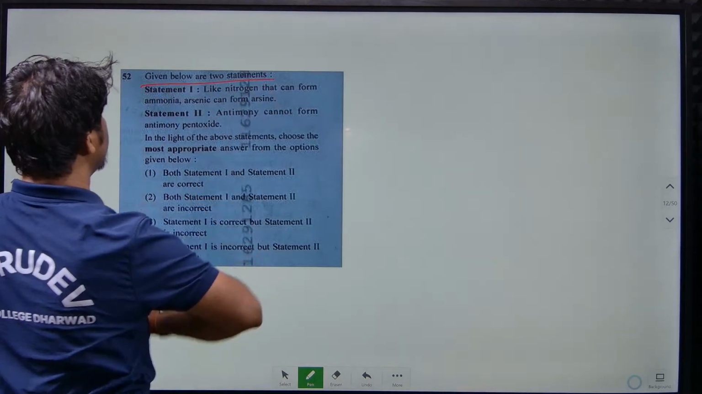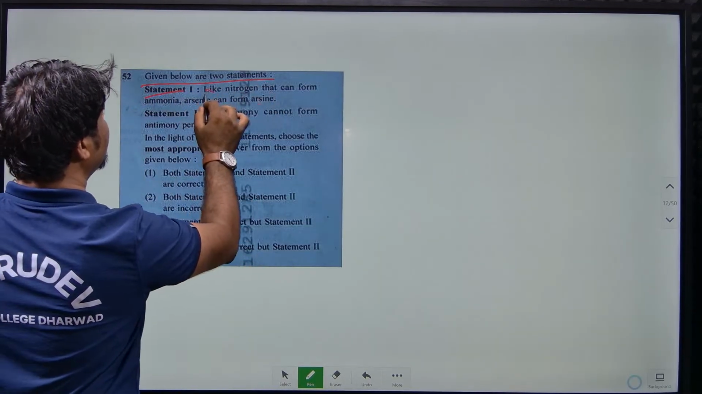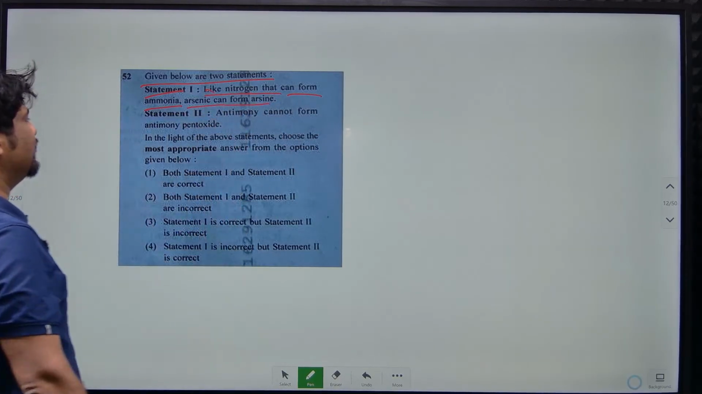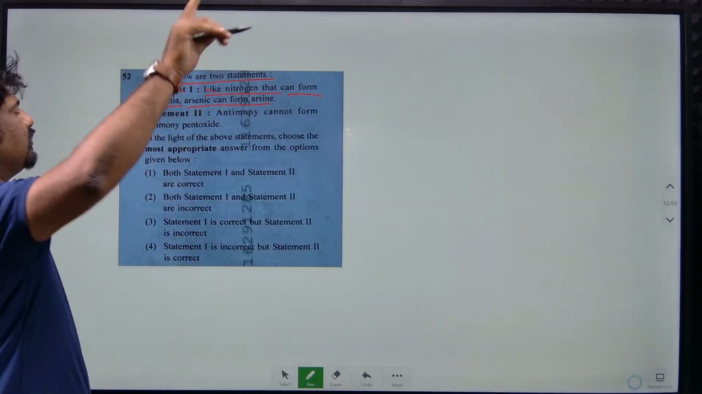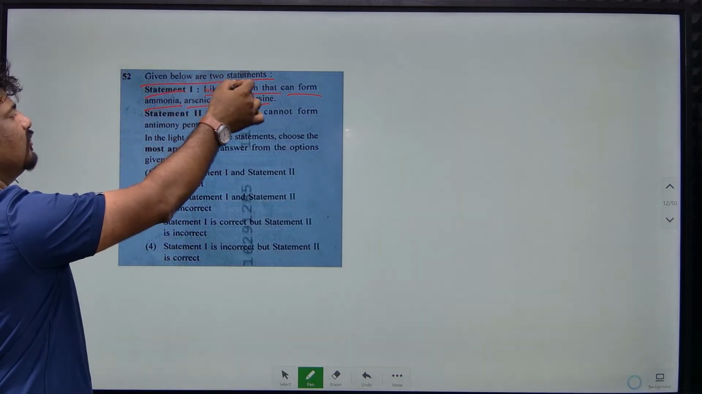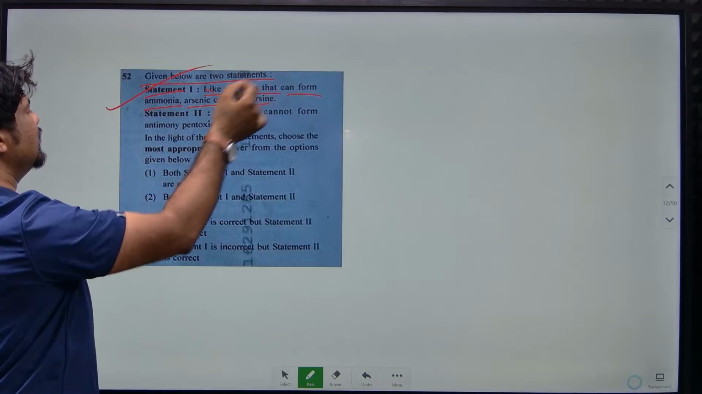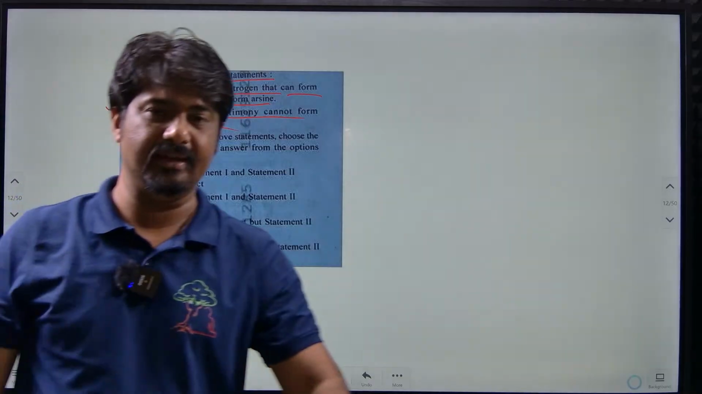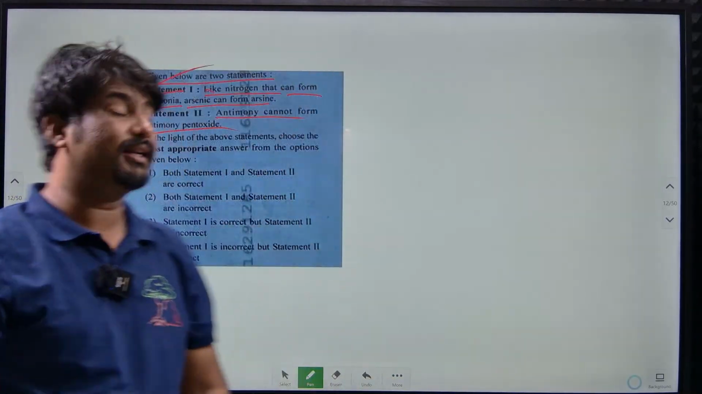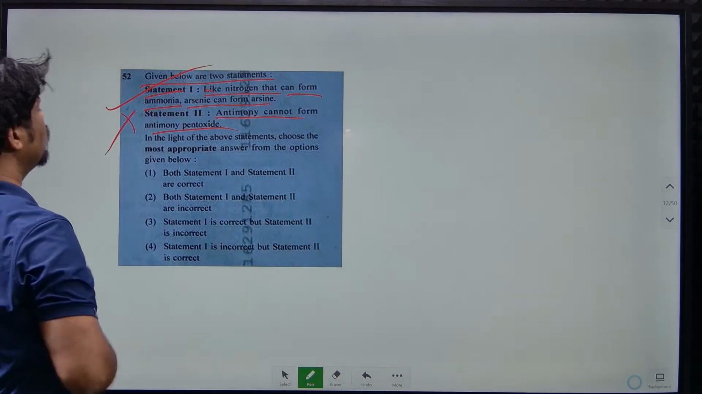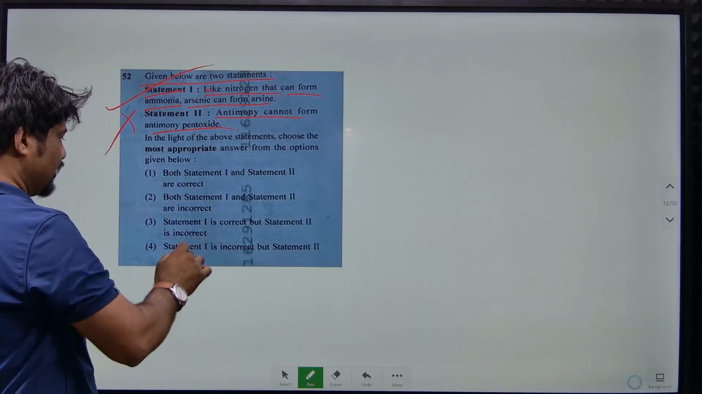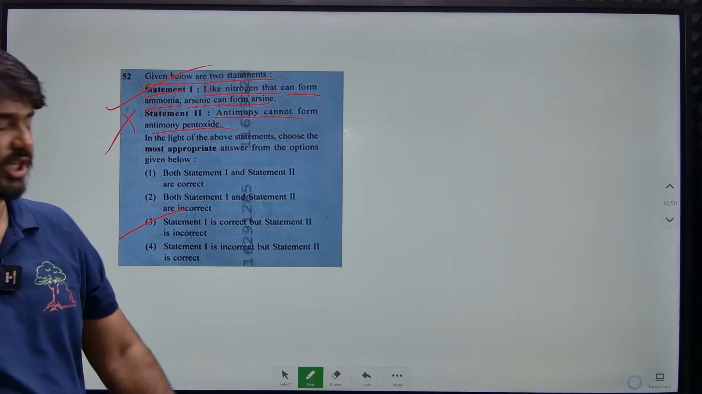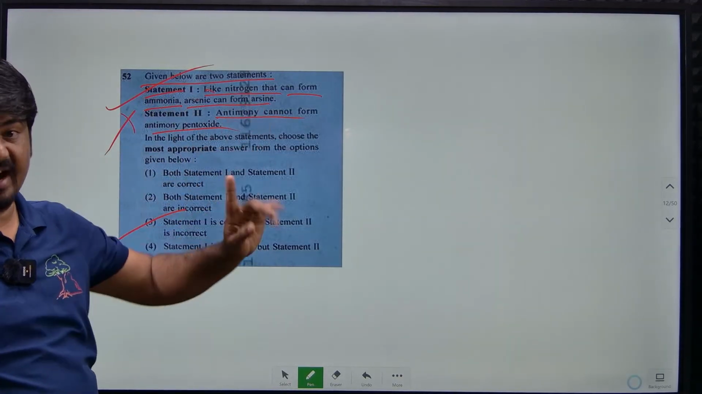The given below are 2 statements. Statement 1: like nitrogen that can form ammonia, arsenic can form arsine. Yes, of course, nitrogen reacts with hydrogen to give ammonia, like this arsenic forms arsine. Statement 1 is correct. Statement 2: antimony cannot form antimony peroxide. Actually, that is the wrong statement. Antimony can form antimony peroxides. So statement 2 is incorrect. That's the answer I am going to say. Statement 1 is correct. Statement 2 is incorrect. Answer 3 is the right answer for the question number 45.